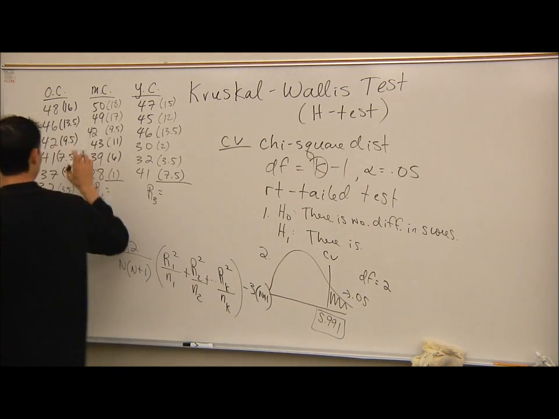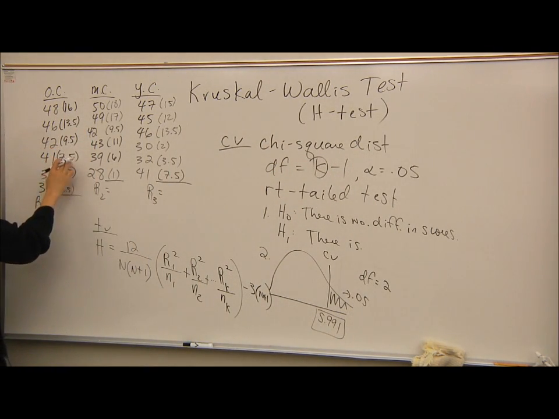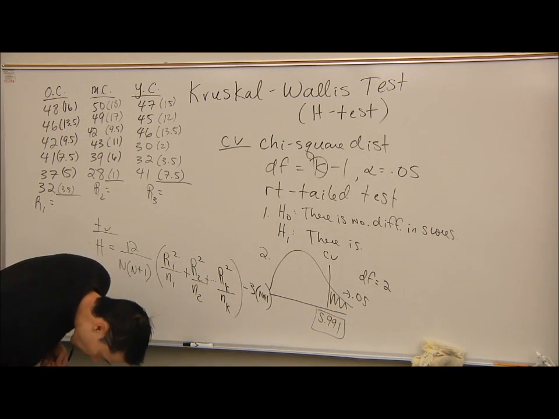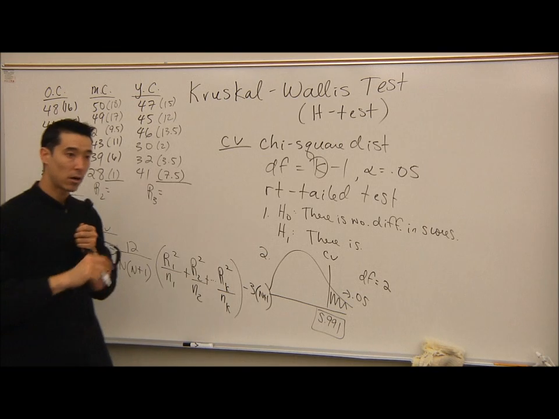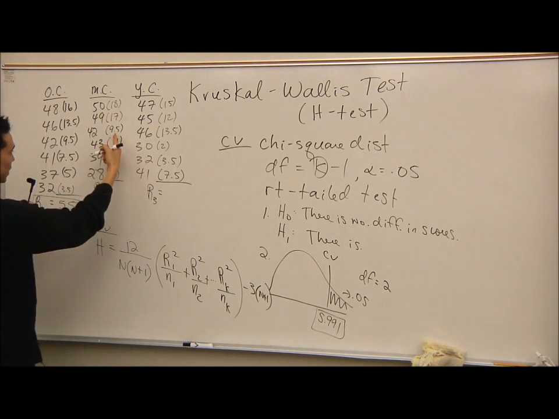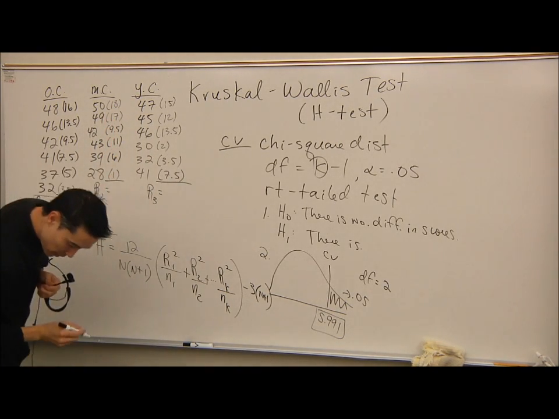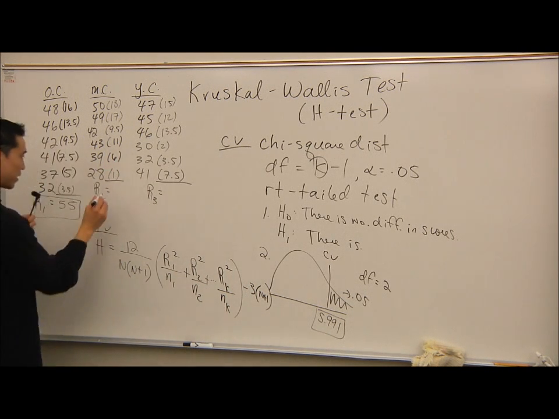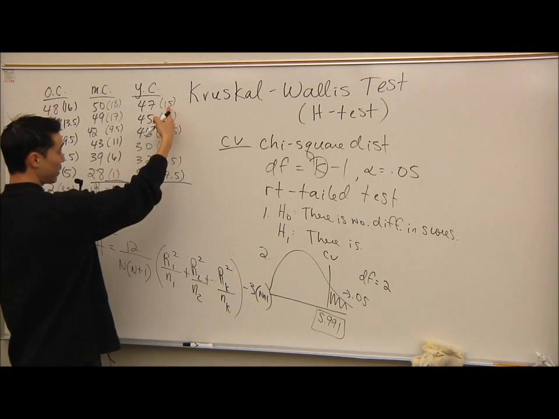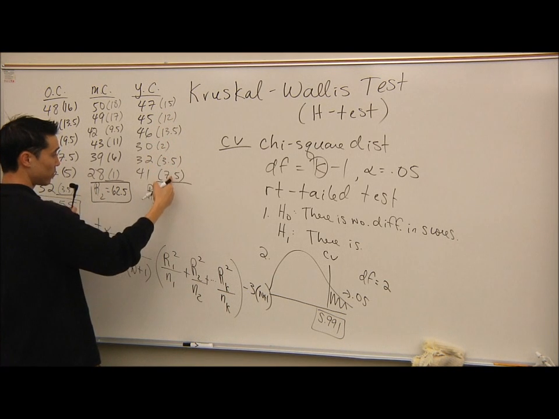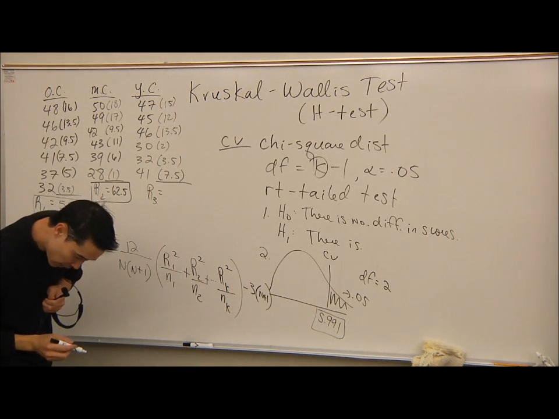Okay? So if I add 16, 13.5, 9.5, 7.5, 5, and 3.5, what is that? That is 55. So your R1 is going to be 55. Okay? Your R2 is going to be the sum of these ranks, 18, 17, 9.5, 11, 6, and 1. And in my notes, I came up with 62.5. So R2 is 62.5. And finally, R3: 15, 12, 13.5, 2, 3.5, and 7.5. And I got 53.5.